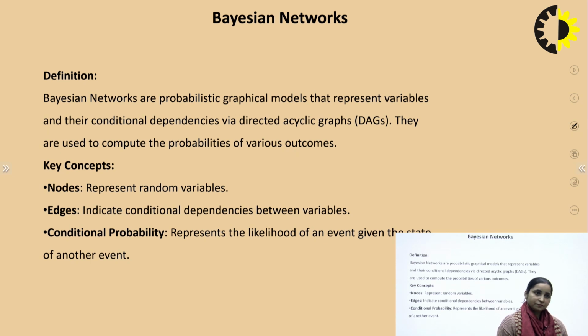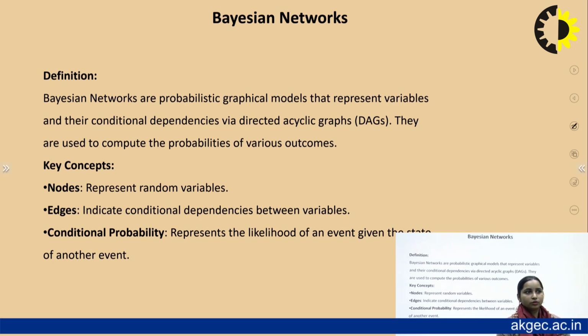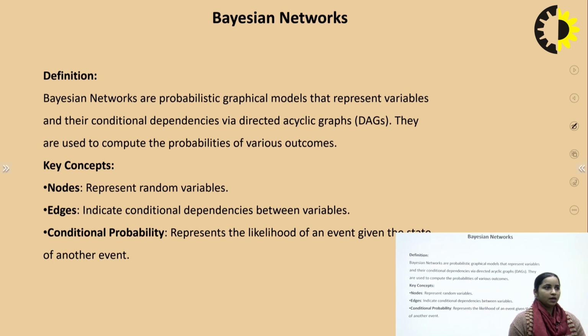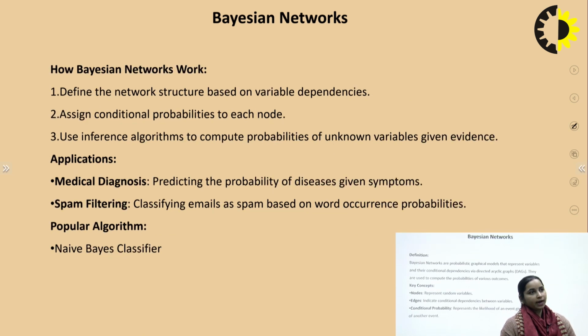How is it different from the decision tree? In a decision tree we have a node, then decision branches, and we classify according to those decisions. In a Bayesian network also we have nodes and edges, but the decision is based on the conditional probability, which represents the likelihood of an event given the state of another event. The edges indicate the conditional dependencies between the variables, and the nodes represent the random variables.